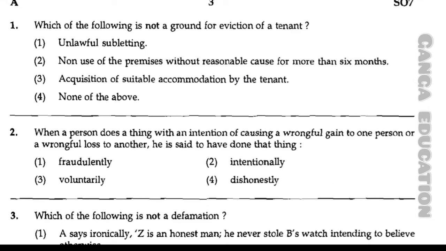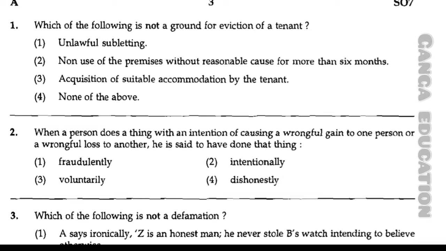Question number 1. Which of the following is not a ground for eviction of the tenant? Option number 1. Unlawful subletting. Option number 2. Non-use of the premises without reasonable cause for more than 6 months. Option number 3. Acquisition of suitable accommodation by the tenant. Option number 4. None of the above. And the correct answer is option number 3. Acquisition of suitable accommodation by the tenant.